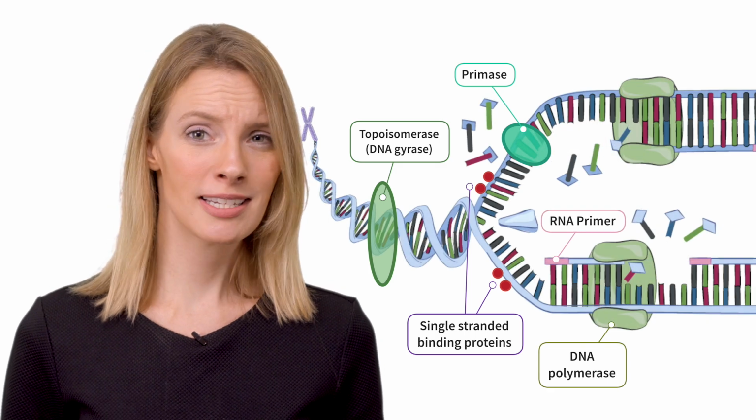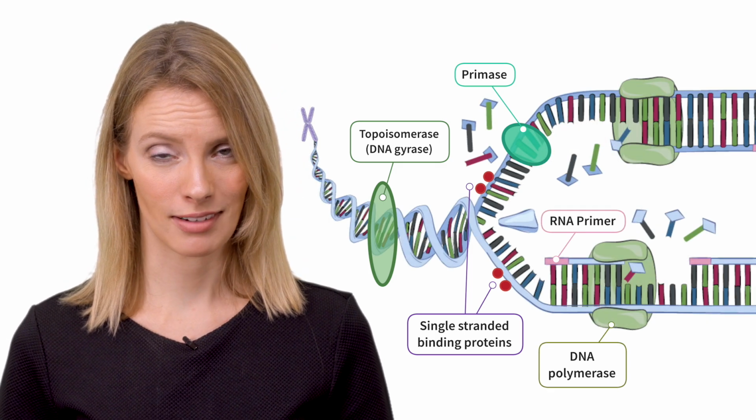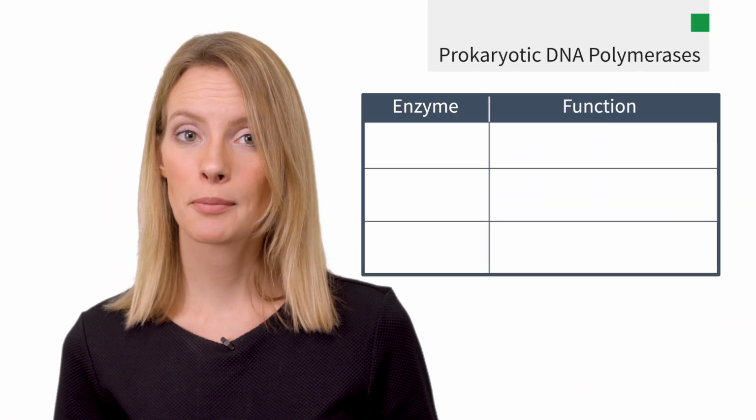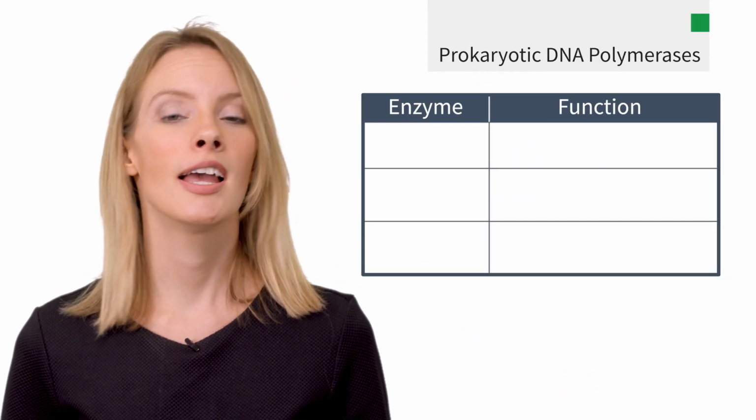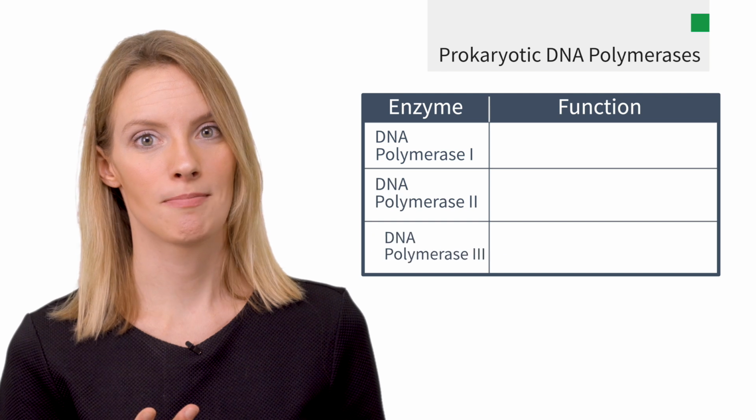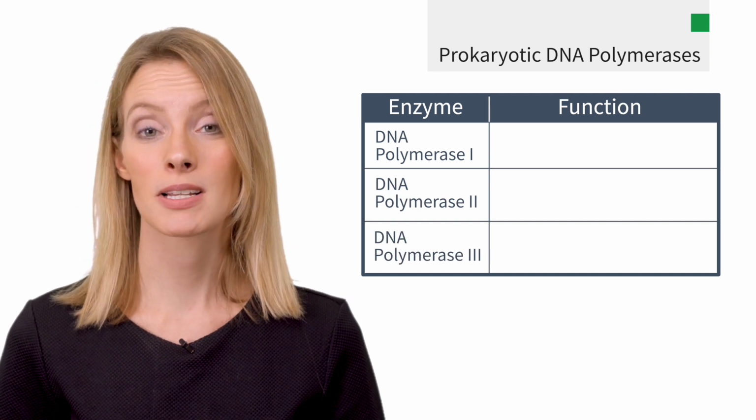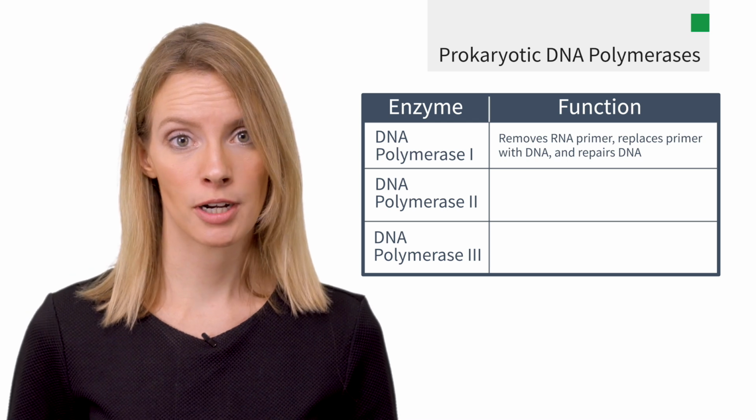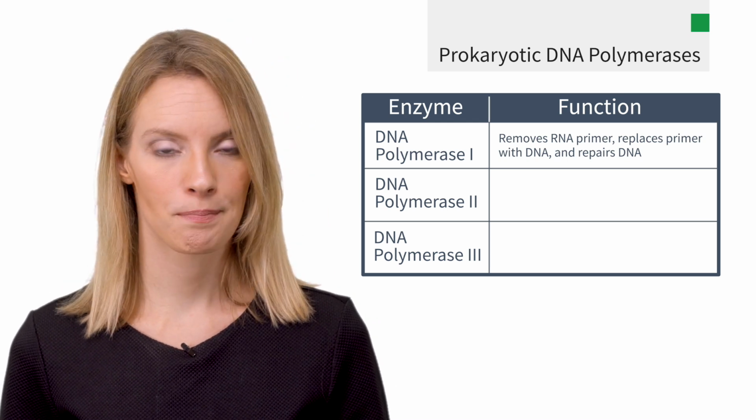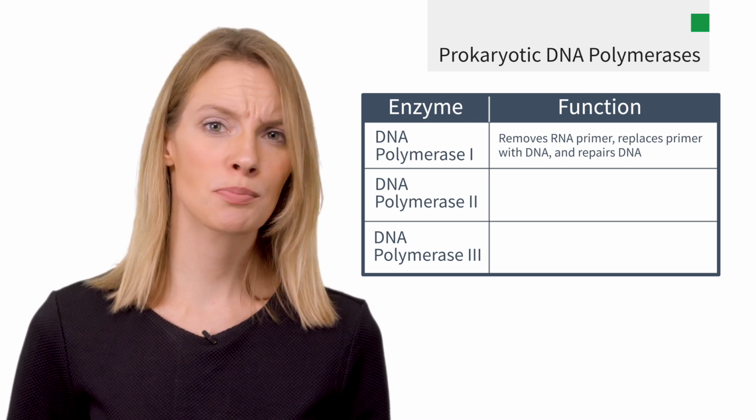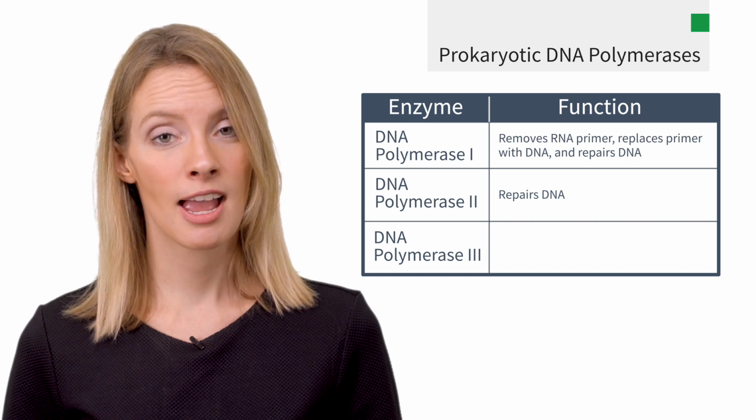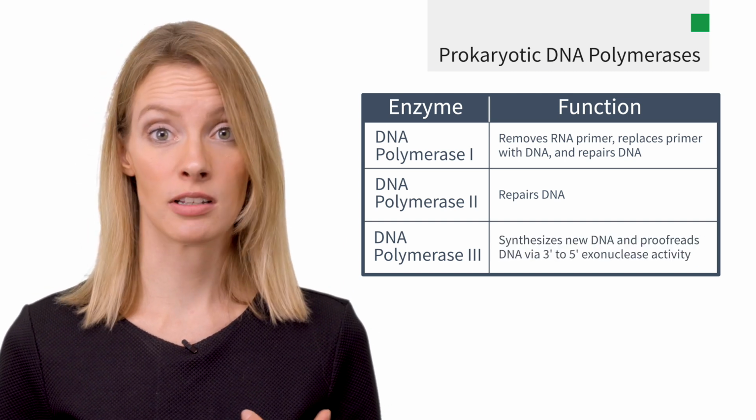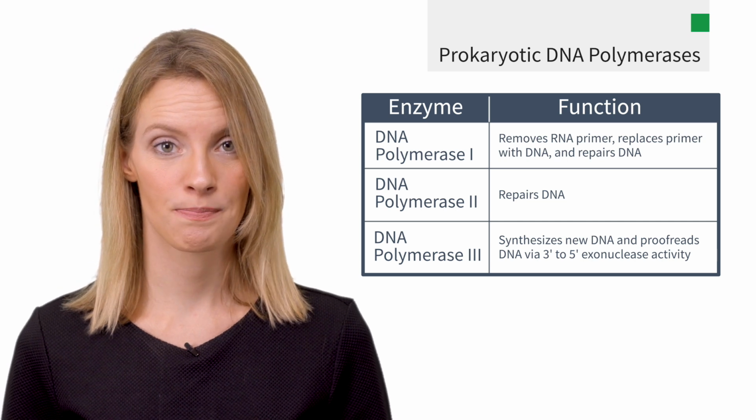DNA polymerase arguably steals the show when it comes to DNA replication, and as we mentioned earlier, there are actually multiple types. The key polymerase enzymes used by prokaryotes are DNA polymerases 1, 2, and 3. DNA polymerase 1 is responsible for removing the RNA primer and filling in the gap that's left by that primer, and it's also involved in DNA repair. DNA polymerase 2 is principally involved in DNA repair, and DNA polymerase 3 is the main enzyme that's involved in run-of-the-mill DNA synthesis in prokaryotes.